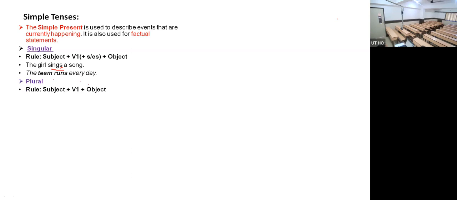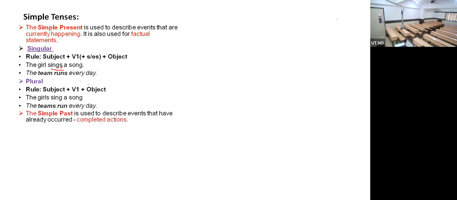Now, when we go into the plural, the verb remains as it is. There's a root form. The teams run, or the girls sing. Right? So now they won't really ask you whether it is a simple present tense or a perfect present tense, or is it a simple past or a perfect past, but you should know the usage. That's the main purpose.